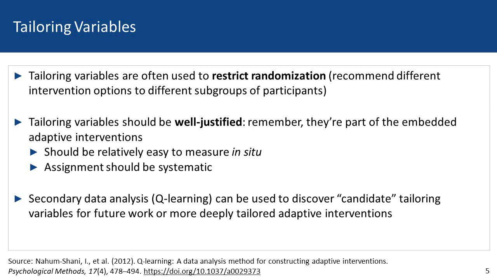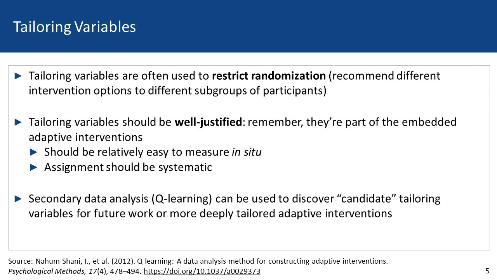There shouldn't be a lot of uncertainty in terms of who is a responder and who is a non-responder. This means that complex tailoring variables, like, for example, an individual may be classified as a responder if they exhibit 25% improvement on 7 out of 10 specific measures, is maybe not a great tailoring variable. Similarly, latent constructs are maybe not great tailoring variables.